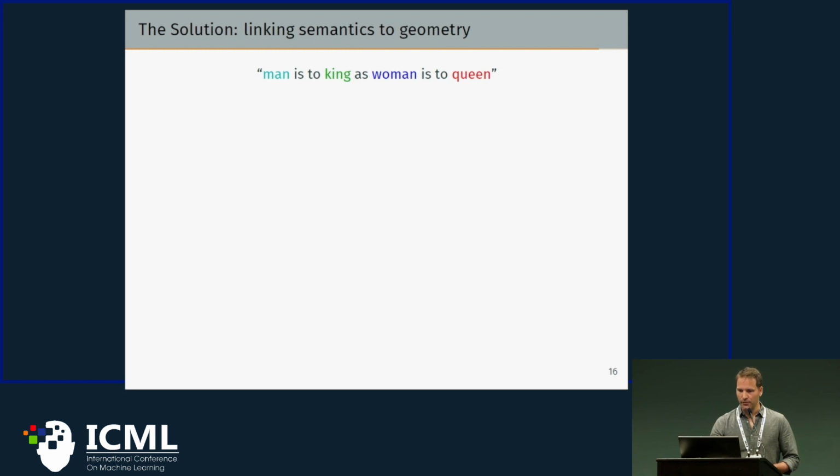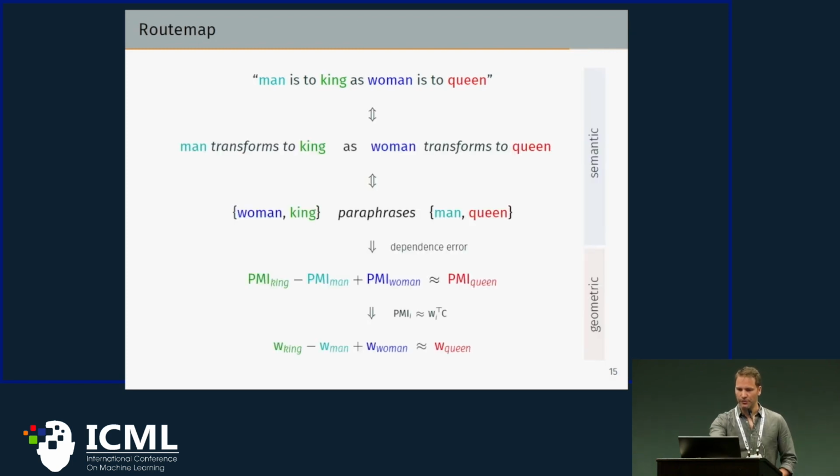So this then completes the step that was missing in this path. We say man is to king as woman is to queen if these two word transformations hold. We can find words that satisfy those word transformations. On the one hand, we have the trivial case. On the other hand, this paraphrase must hold. And these are just if and only if reinterpretations of each other. And then we know that if this paraphrase holds, then we have this geometric relationship between high-dimensional PMI vectors, subject to known error terms.